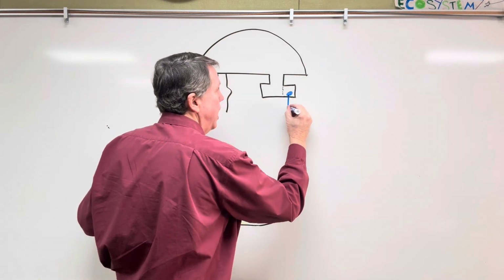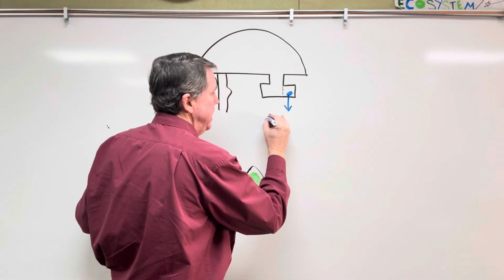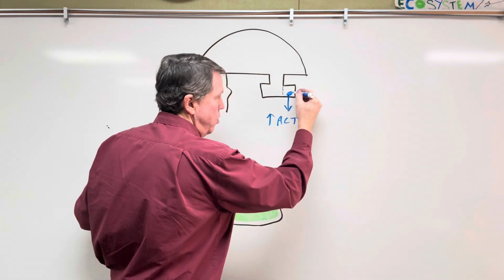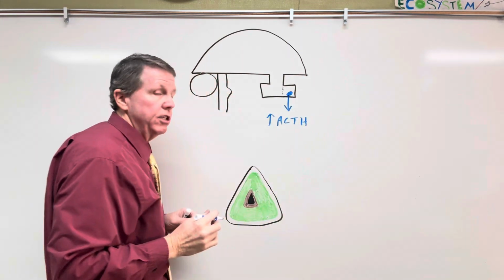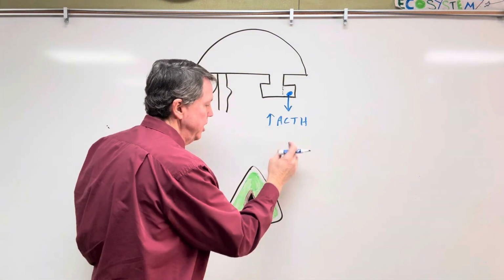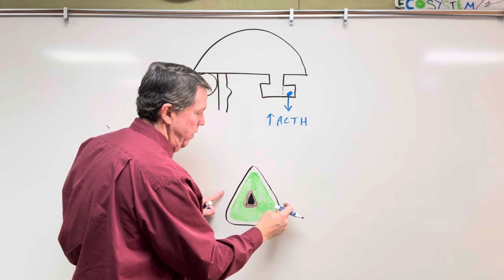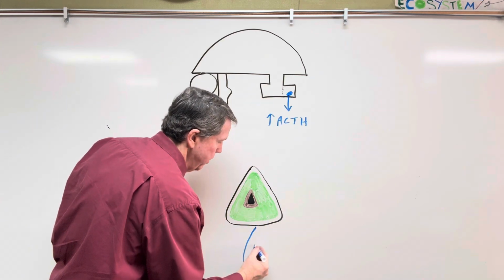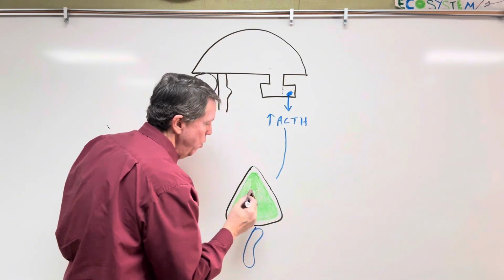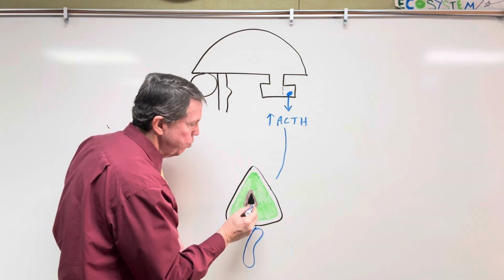This is going to cause a release of ACTH, even though we don't need the ACTH. The tumor is going to cause the release of ACTH. So what's going to happen is this ACTH is going to enter the bloodstream and it's going to go to the adrenal gland. If you recall, the adrenal gland sits on top of the kidney. This ACTH comes down, and right now we're going to be concerned with this brown area in here.